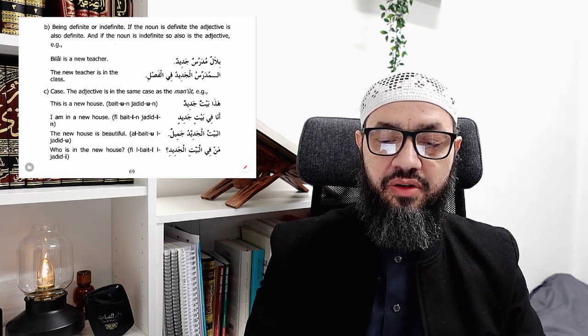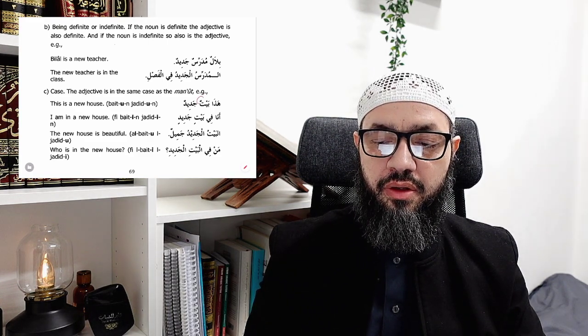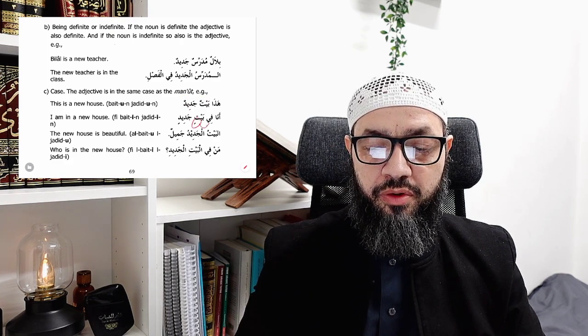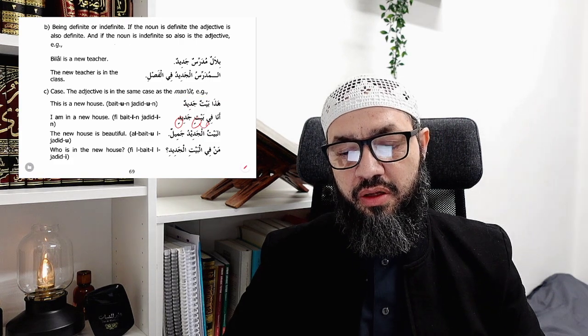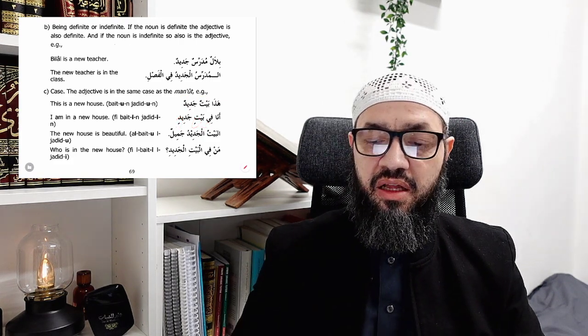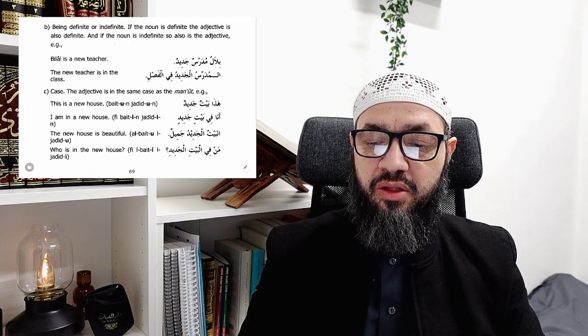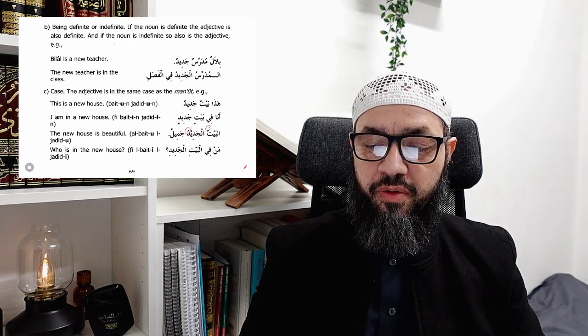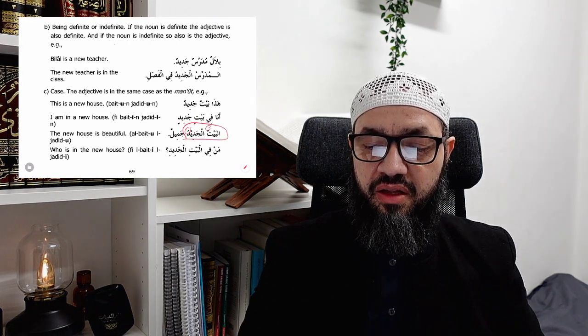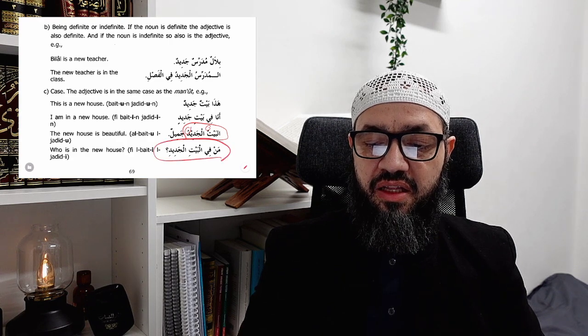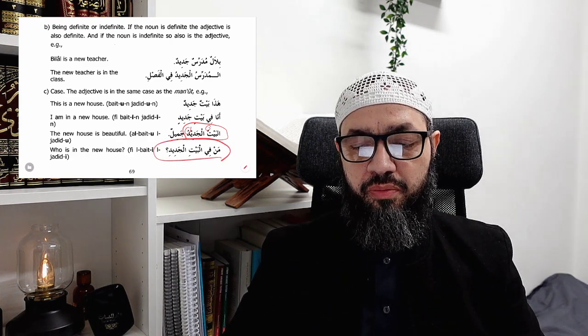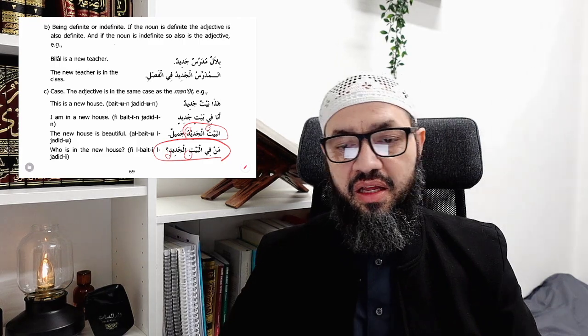This is a new house. Hadha baytun jadidun. Marfu' ending, marfu' ending. They both have two dammas. Ana fi baytin jadidin. Look how it's changed. The baytin is majroor because of fi. So because of that, jadidin also has to be majroor. It has to agree in case ending. And likewise, al-baytul jadidu, they're both marfu', but because they're both definite, they don't take tanween. Min al-bayti al-jadidi, they're both majroor, but because they're both definite, they don't take a tanween.